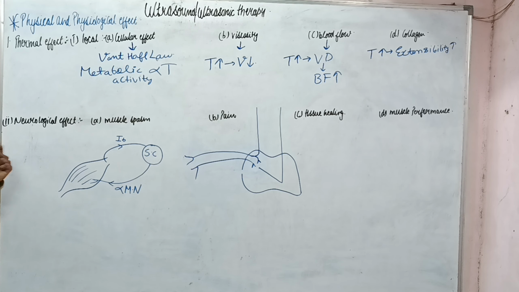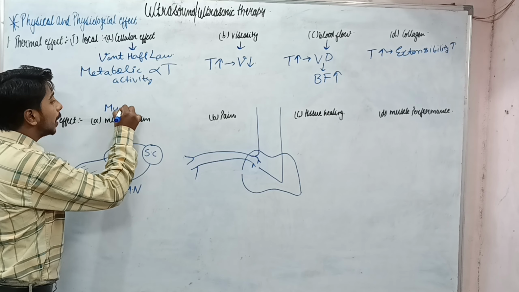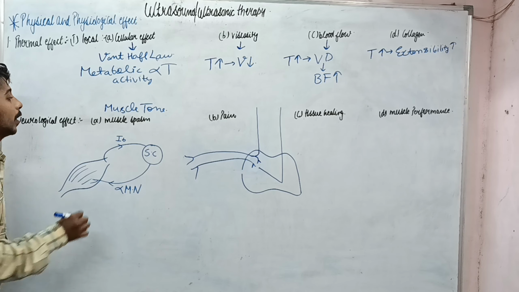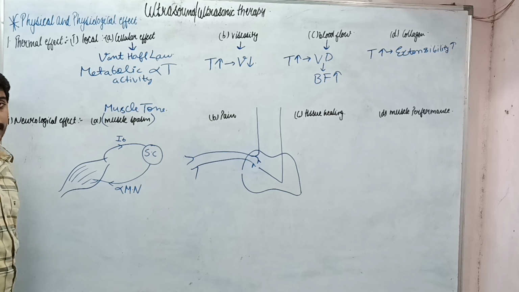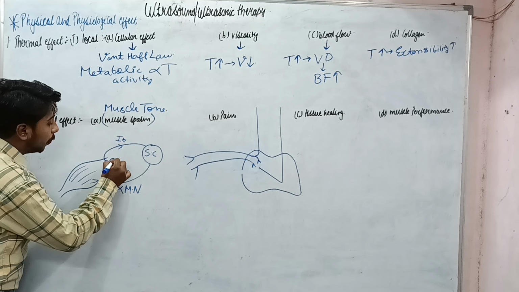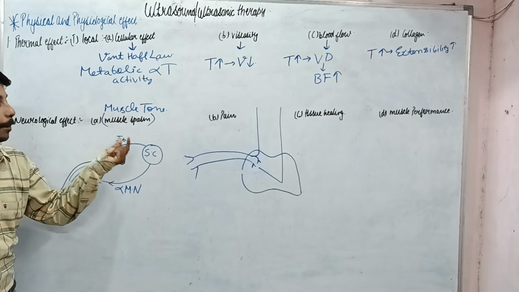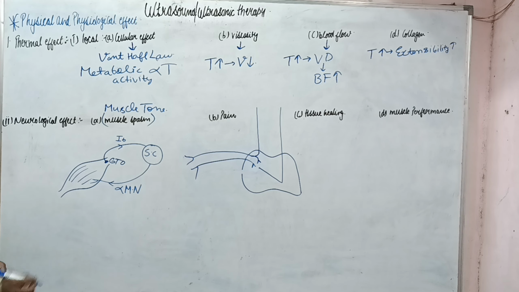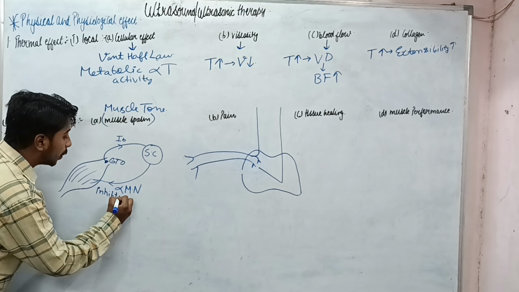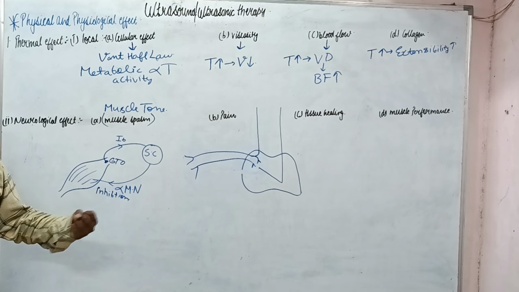So next is the neurological effect. First is muscle spasm, or more appropriately the effect on muscle tone; you can write this in brackets. Heating will cause the stimulation of Golgi tendon organ and will give the afferent via 1B fiber to the spinal cord, which in turn causes the inhibition of alpha motor neuron. Hence it decreases the tone, so reduces the spasm.